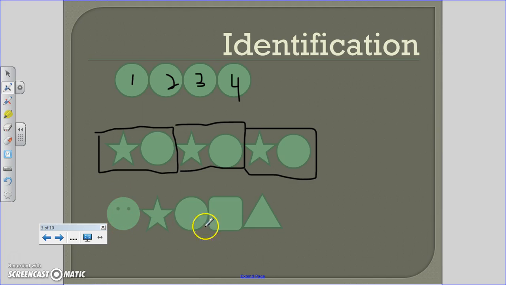Now our bottom row, we don't have a monomer. We don't have anything that is repeated in pattern, so this is not a polymer. It is just a random pattern, and again, that is because none of the shapes are repeated in any sort of manner.